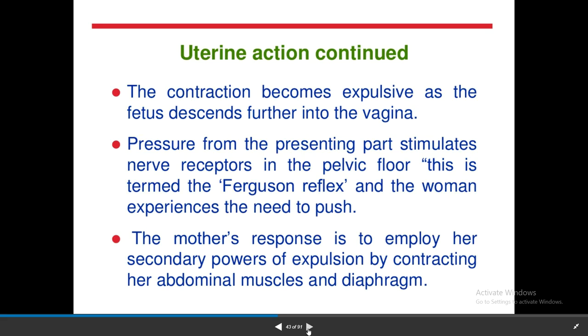Uterine action: as I told you, the contraction becomes expulsive as the fetus descends further into the vagina. Pressure from the presenting part stimulates nerve receptors in the pelvic floor. This is termed the Ferguson reflex, and the woman experiences the need to push. The mother's response is to employ her secondary powers of expulsion by contracting her abdominal muscles and diaphragm.